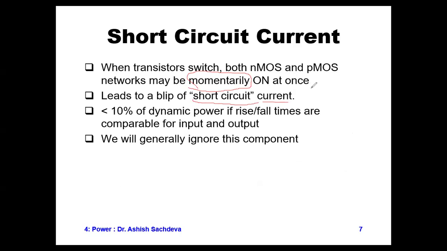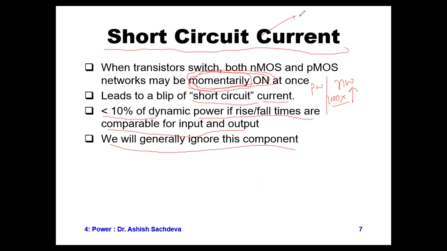We have seen that the power was in picowatt, and when we assumed that momentary short circuit, it came to nanowatt, meaning a 1000 times power increment, right? It is less than 10% of dynamic power when rise and fall times are comparable for input and output. We will generally ignore this component, but this component is very important when it comes to the momentarily on part. Basically, this particular component is computed in the switching part. That is why it in itself is not taken into account, but it is counted in the switching part.